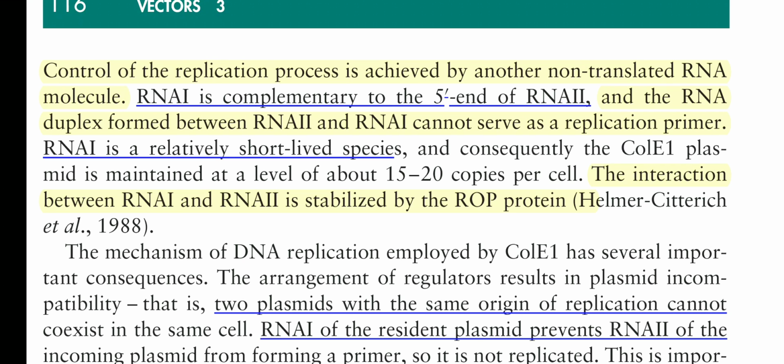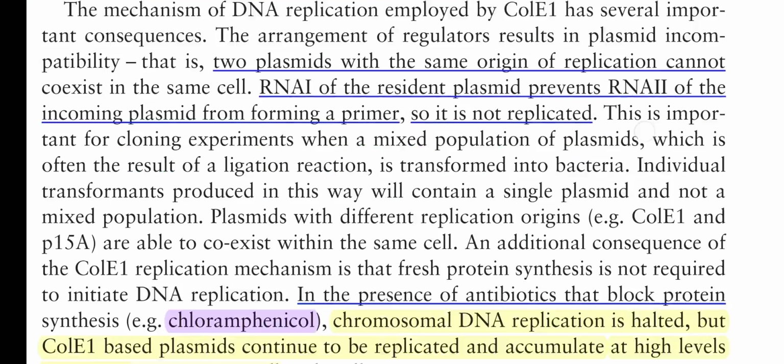RNA I is a relatively short-lived species, and consequently the ColE1 plasmid is maintained at a level of about 15 to 20 copies per cell. The interaction between RNA I and RNA II is stabilized by the ROP protein. That's the thing.